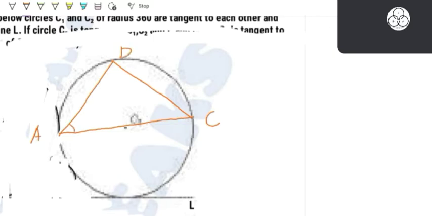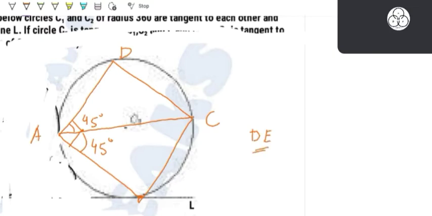This angle is 45 degree. But now we'll draw ABCD as a square. See, this is a very crucial step for solving the problem. This is also 45 degree since ABCD is a square. So what about this angle? This is 90 degree.